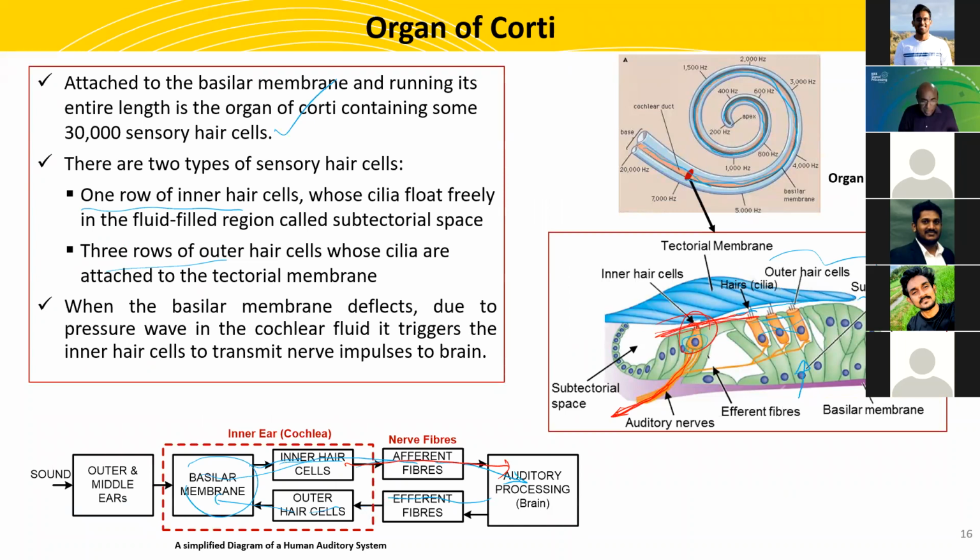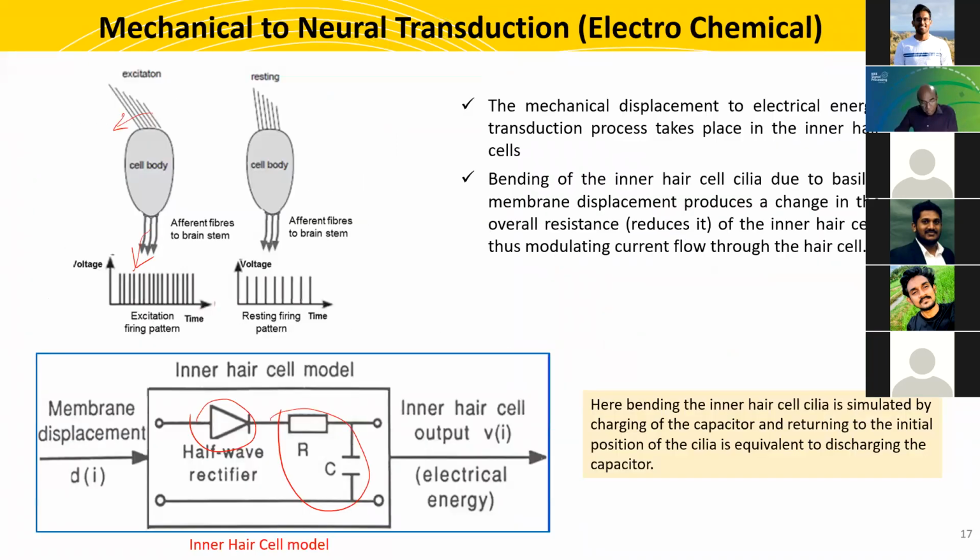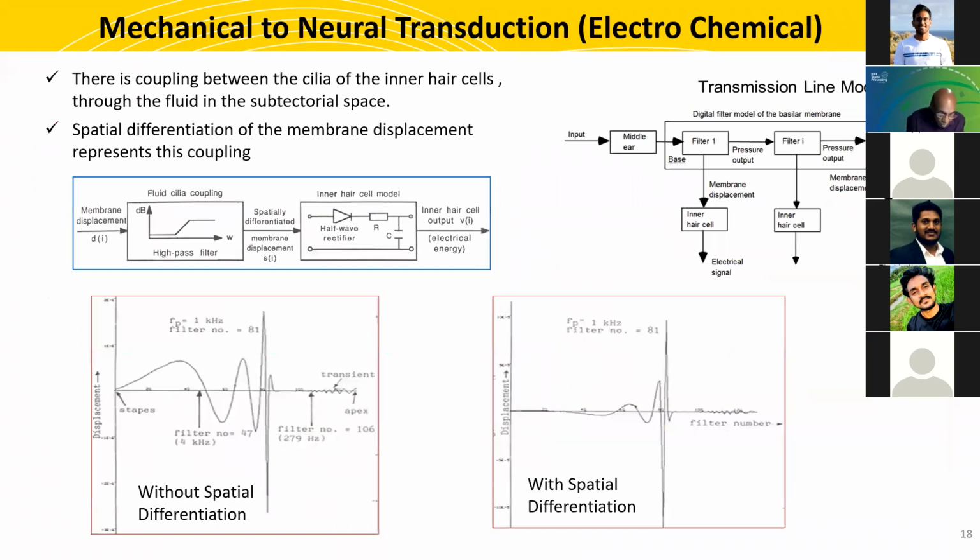So basilar membrane movement is happening, but then the fluid also couples them. The fluid here is not the fluid that we learned about earlier, not that one. This is a different part, the subtectorial space fluid. Because of that coupling, there is some sort of differentiation happening, a high pass filter effect. So we need to introduce a high pass filter effect before you introduce the hair cell model.